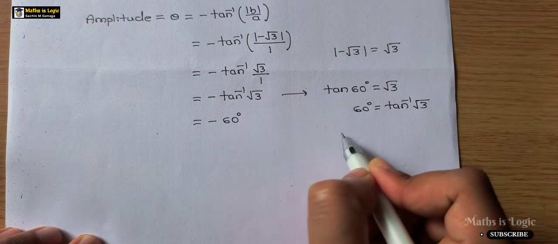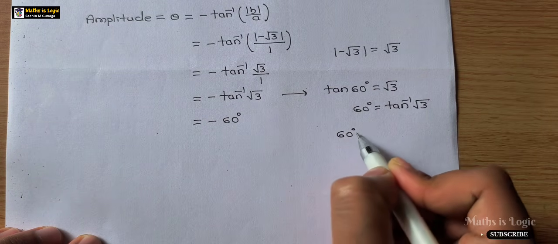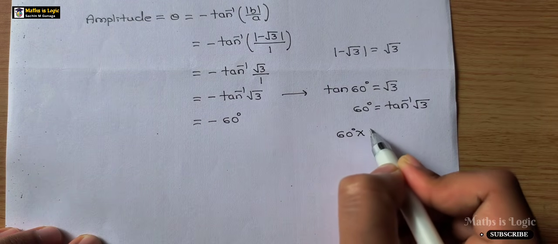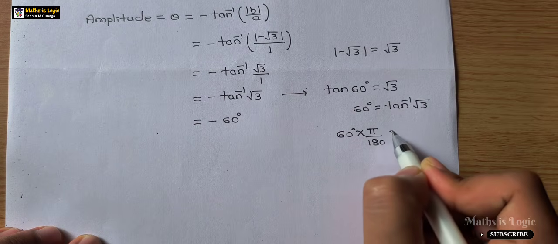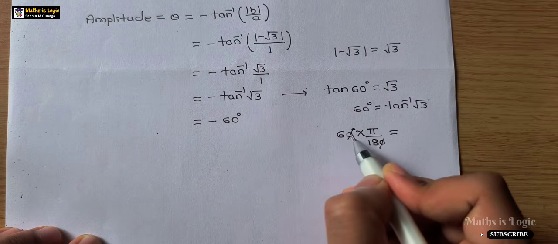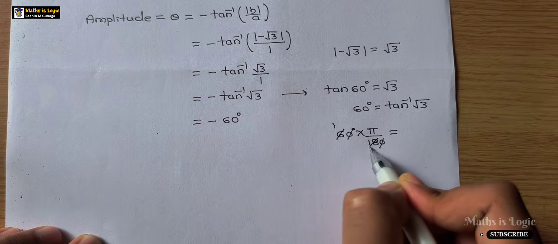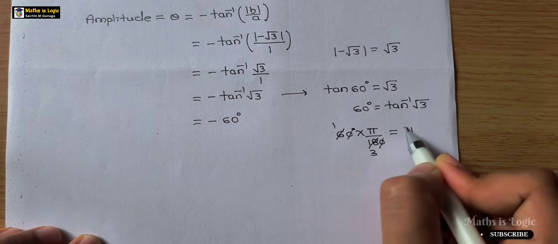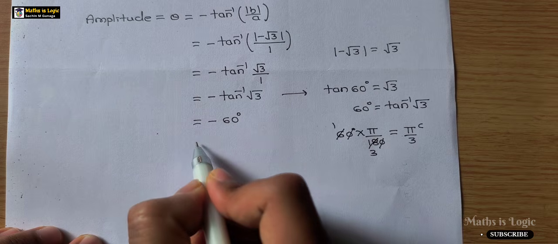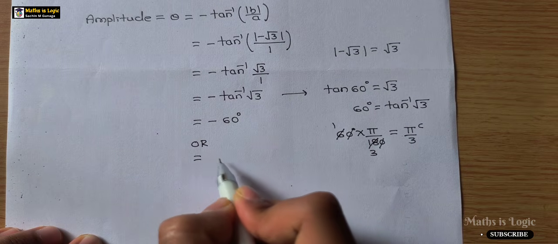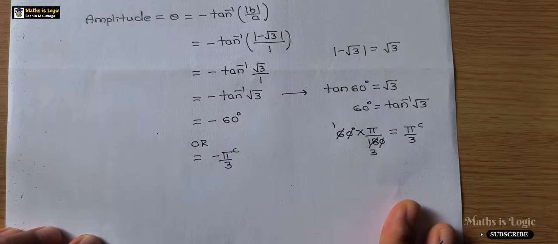So convert 60 degree into radian, pi divided by 180, which is equals to, cancel 0 and 0, 6 times 3, so it is pi divided by 3 radian. So this is also correct, or you can keep minus pi divided by 3 radian.